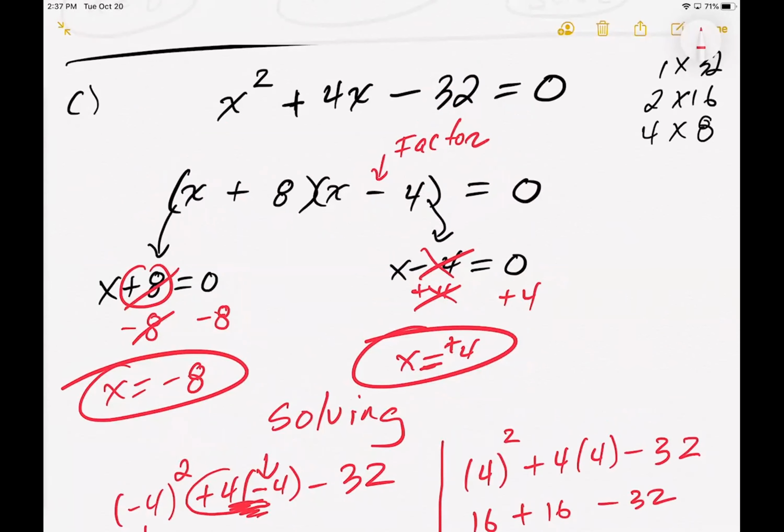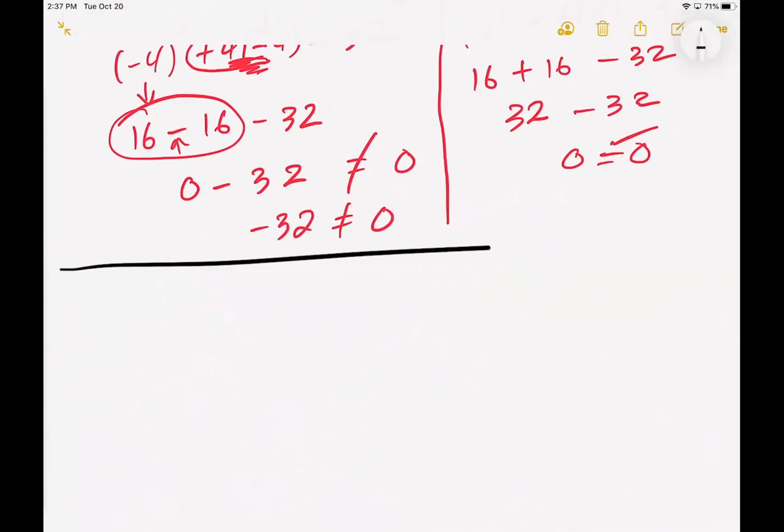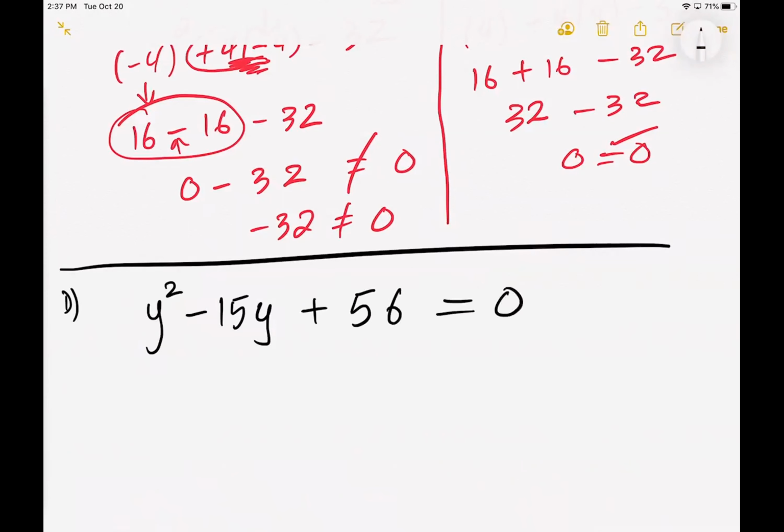Okay, so let's try another one. We have a lot more to go. Let me ask you guys to do this one by yourself. Let me change it to y instead of x. It's the same. Let's say y squared minus 15y plus 56 equal to 0. If you see this problem on your homework, quiz, test, or final exam, see if you can solve this problem.